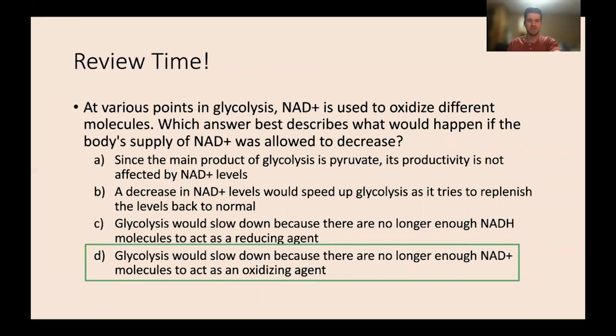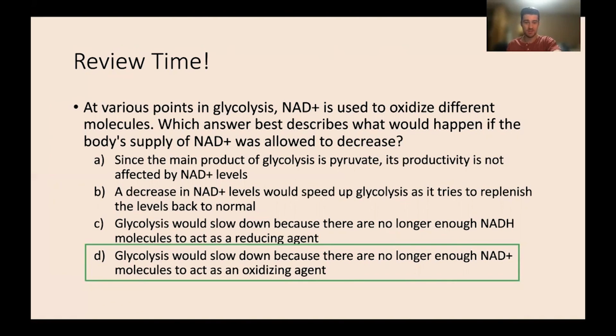So A says, since the main product of glycolysis is pyruvate, its productivity is not affected by NAD plus levels. So that is not true, because remember, we need NAD plus in glycolysis because it acts as that oxidizing agent. So it's taking those electrons from some of the compounds that we needed to take electrons from. So if we don't have that NAD plus, glycolysis is going to be inhibited. We're not going to be able to reach those final steps because we have nowhere to bring those electrons. So A is not correct.